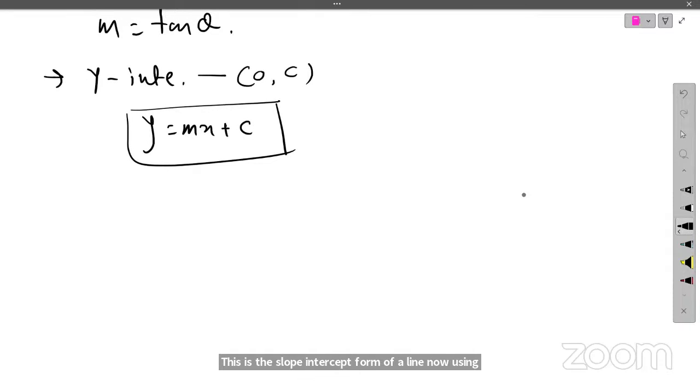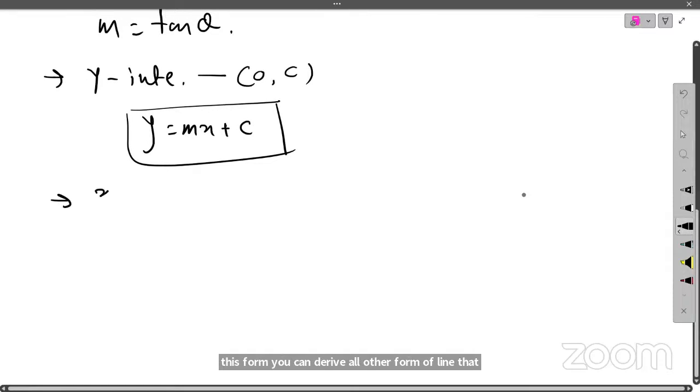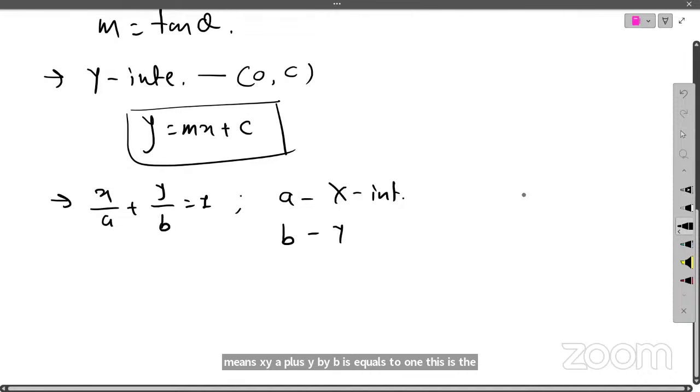That means the intercept form of a line: x by a plus y by b equals 1. This is the intercept form, where a is the x-intercept and b is the y-intercept, and all other forms whatever you want. So this is one thing.